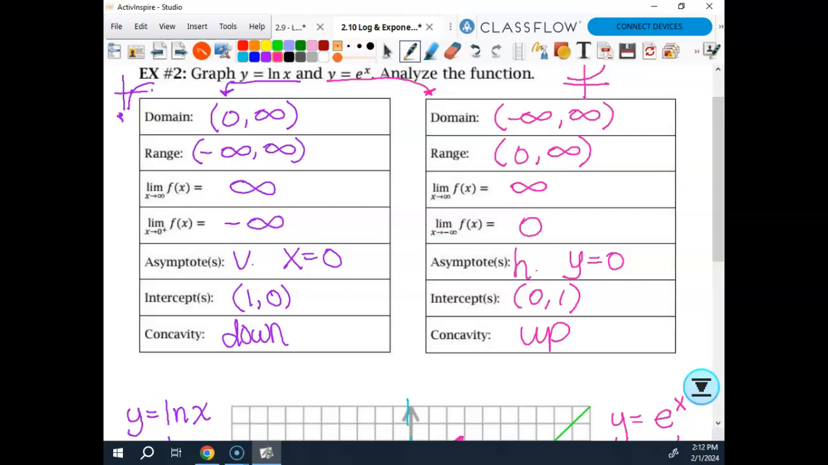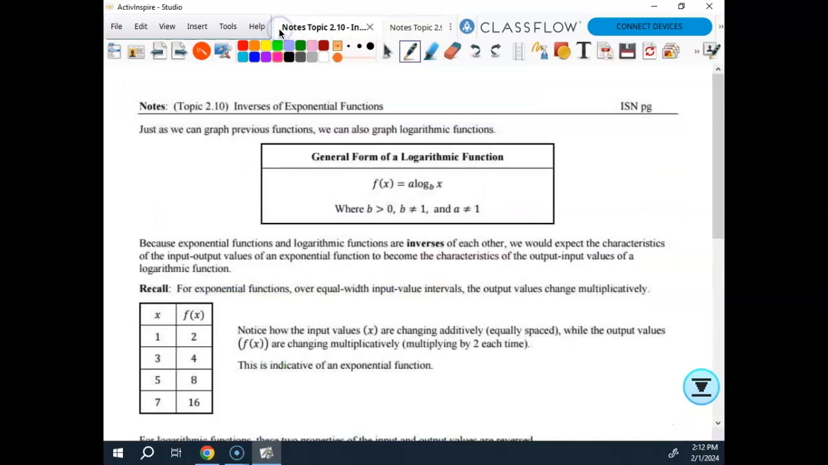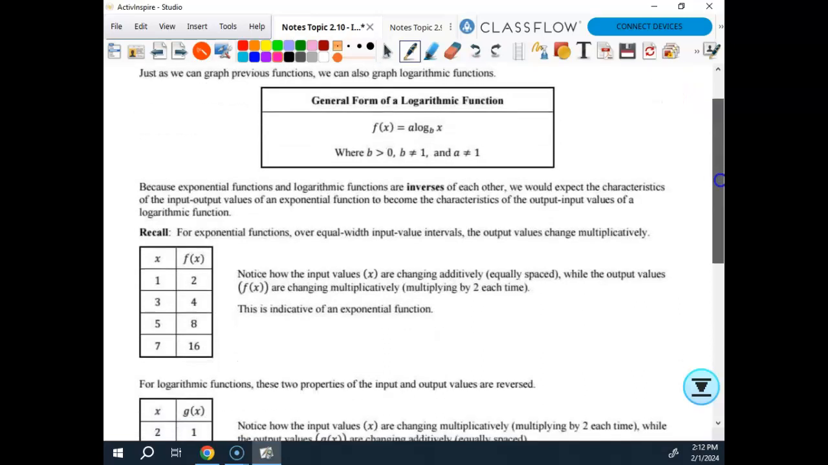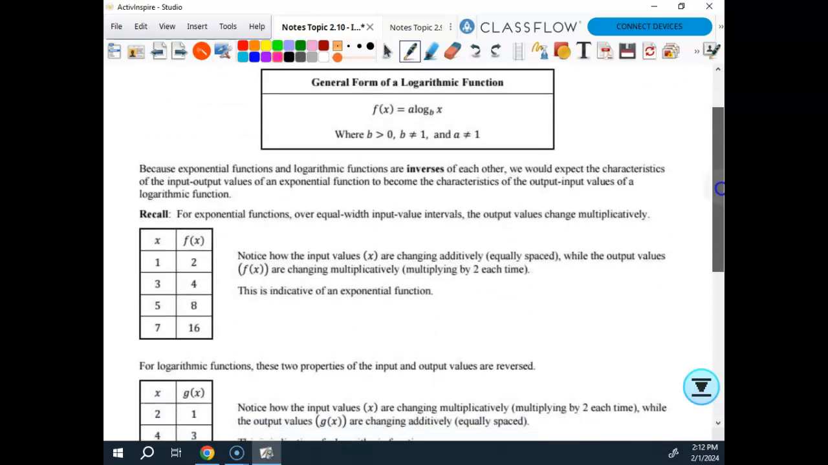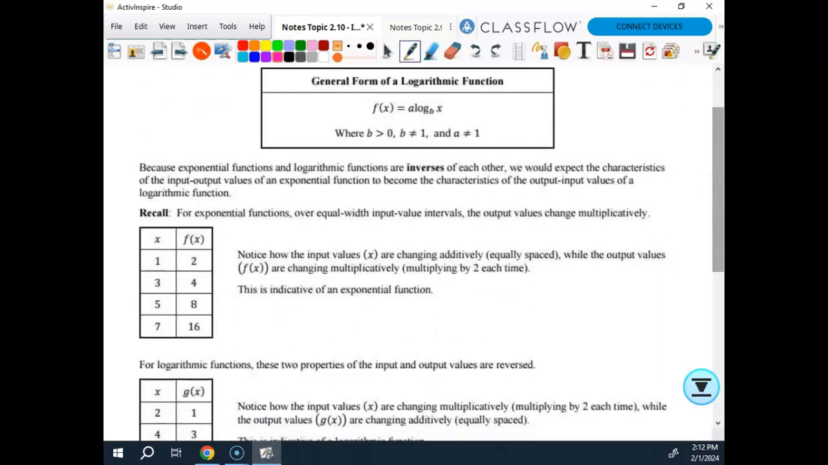Okay, so grab your other set of notes. This is going to go on page 78. I do have these on separate pages because that just made sense to me. And we just looked at how they are inverses. So your general form of a log function, which is what we've been looking at, has a little bit of a difference. Notice here, there's an a right there. We haven't had an a in front of there.